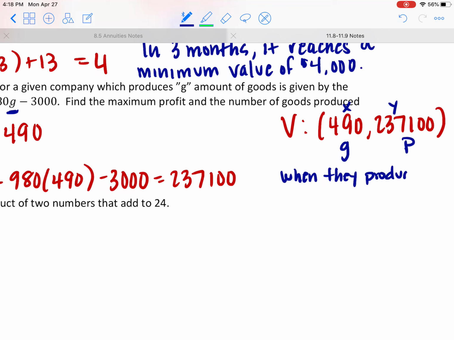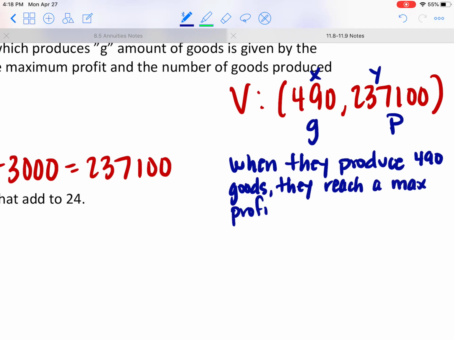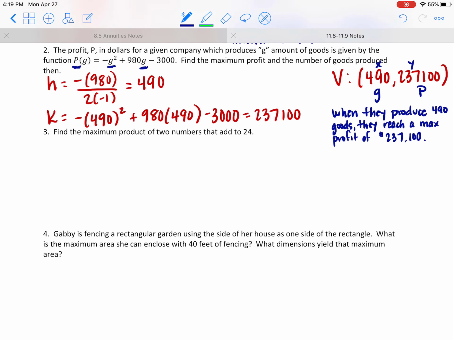That means there was going to be a maximum profit of $237,100 produced with 490 goods. So when they produce 490 goods, they reach a maximum profit of $237,100. I don't know what they're producing, but that seems like a large profit for only making 500 of those things. Okay, all right, in any case, there it is.